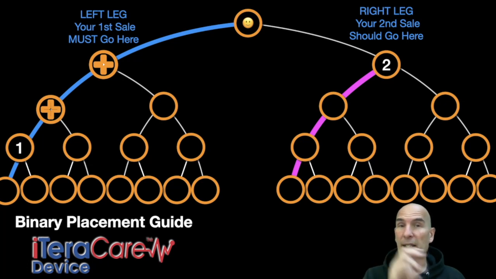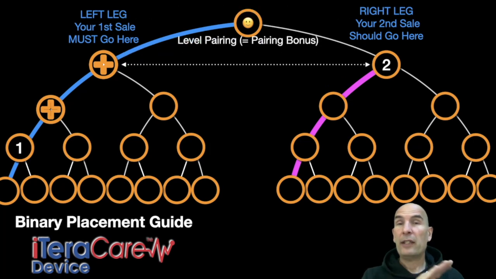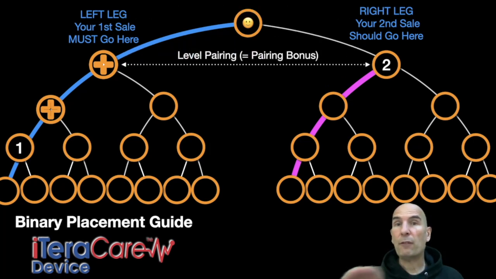So now they make that second sale. That second sale goes into that first slot on the right leg, right above me, you see that. And then now they have a matched pair, a level pairing. And that's how you get your pairing bonus. That is where the biggest commission is, when you match pairs. When you made that first sale, you don't get such a big commission. You do get something. But once you start level pairing, it's a much, much bigger commission.